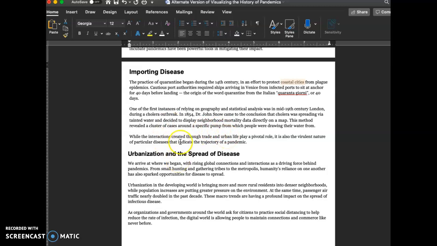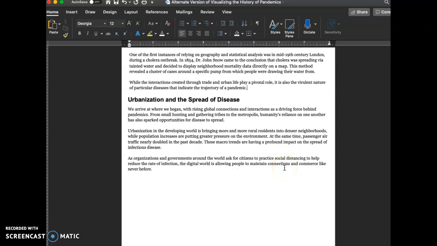While the interactions created through trade and urban life play a pivotal role, it is also the virulent nature of particular diseases that indicates the trajectory of a pandemic. Virulent nature means how infectious is this virus? How contagious is it? What is the R0 score? And we're going to talk about what R0 stands for in just a minute.